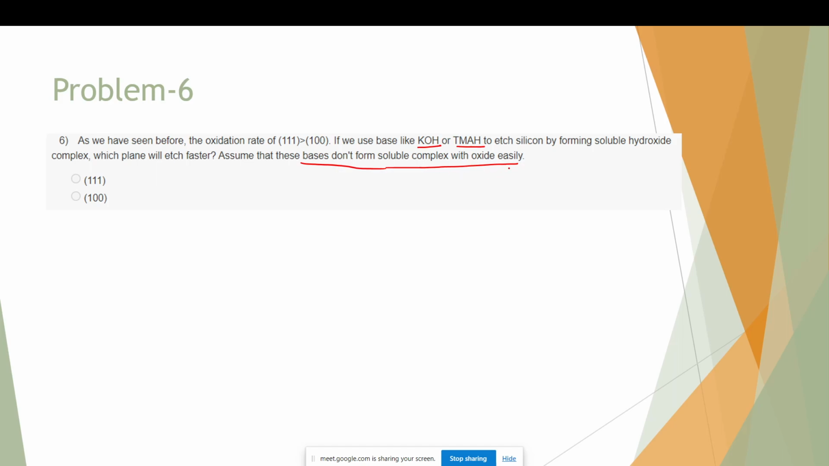So they won't be able to form soluble hydroxide complexes, so we want an orientation that will not form oxide. That means 100 is the orientation less likely to form oxide compared to 111, because its oxidation rate is lower. So which plane will etch faster? Could be 100, because it is less likely to form oxide, and since the oxide passivation layer won't be there, KOH and TMAH will easily etch it.